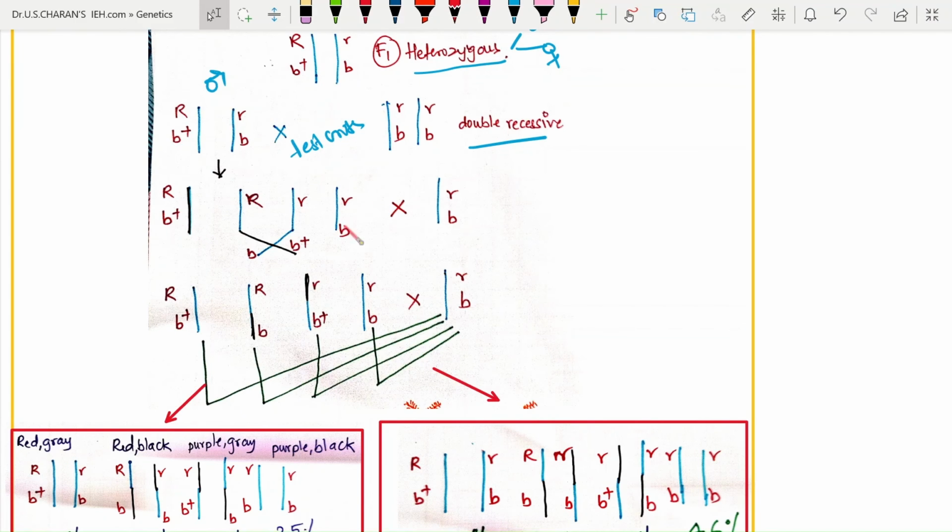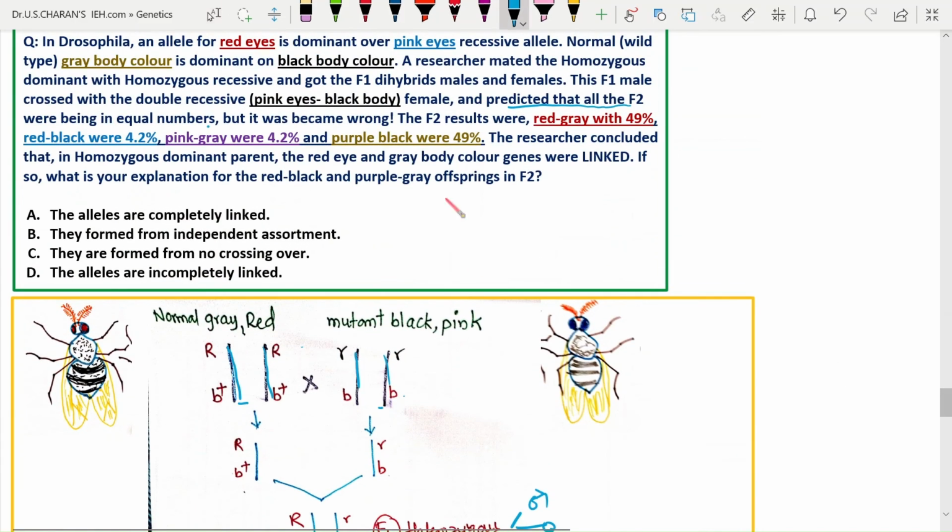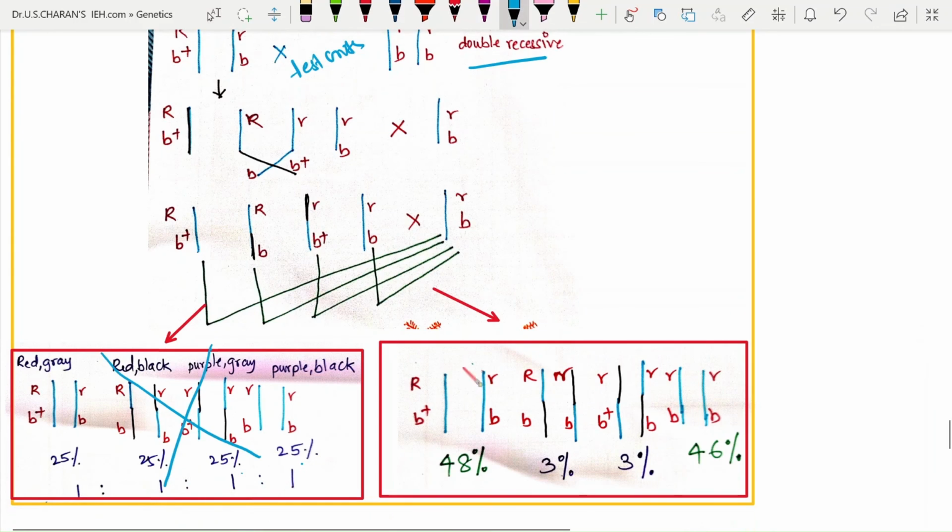Four types of gametes are produced. From these four types of gametes, he predicted that all the progeny will be in equal ratios, 1:1:1:1. This is independent assortment, but the researcher did not get this. It became wrong. He did not get equal ratios. Instead, in the F2 he got red grey, red black, pink grey and pink black formed in this manner: 48%, 3%, 3% and 46%.